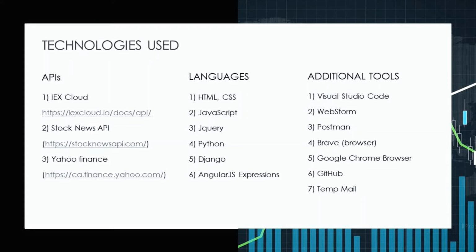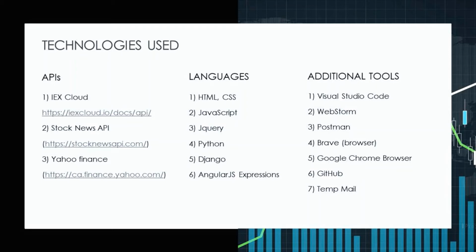Additional tools we used were Visual Studio Code, which was what I used for the main project, basically just working on the project as an IDE. WebStorm was used for some of the JavaScript stuff. We used Postman to determine the JSON data that was being returned from our APIs so we can correctly understand that data and parse it in our application correctly.